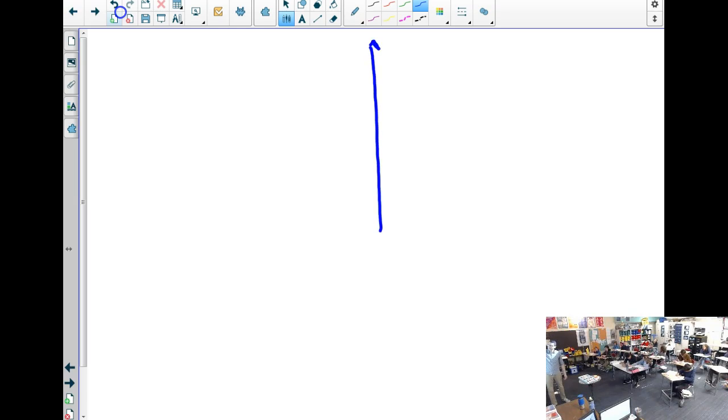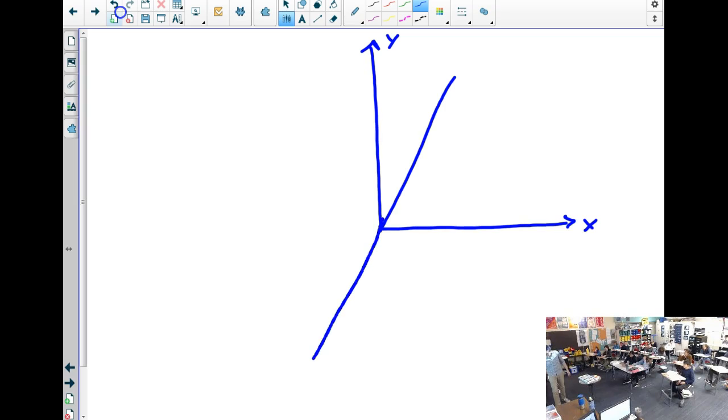So we have the y-axis still, the x-axis still, and the z-axis. The z-axis is coming out of the paper, right? We're not using that yet.